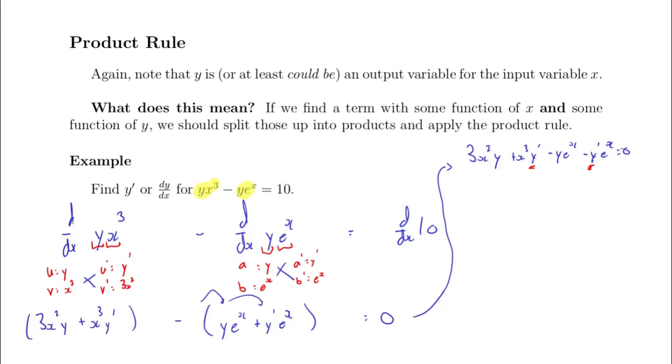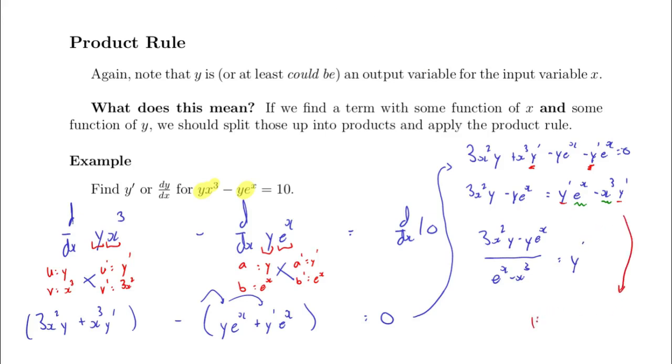It doesn't really matter. So I've got 3x squared y minus y e to the x equals y prime e to the x minus x cubed y prime. And now you can see that if y prime is the common factor, the thing that's left over is going to be this e to the x minus x cubed. So hopefully we can just do this division. 3x squared y minus y e to the x over e to the x minus x cubed equals y prime. Again, that's just by factoring out y prime.